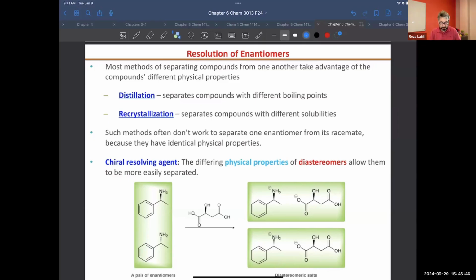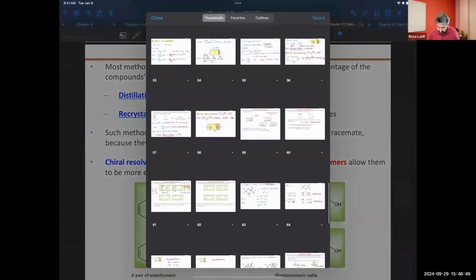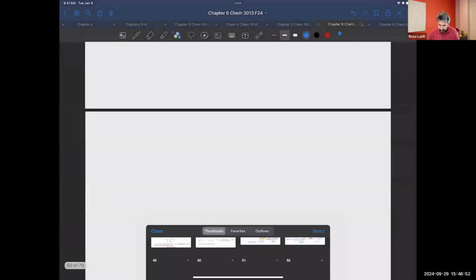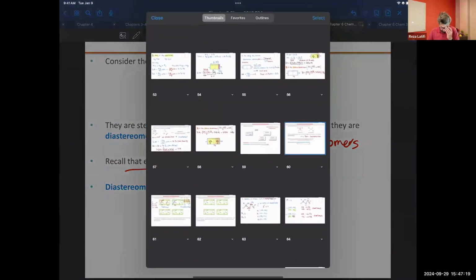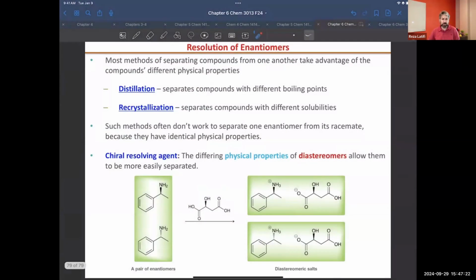We know that if we turn them into diastereomers, as you see, diastereomers have different physical properties. So if you turn enantiomers into diastereomers, you can separate them. For example, both enantiomers are soluble, but if you turn them into diastereomers, maybe one of the diastereomers is not soluble and it will crash out and turn into a solid. So this is the technique that we use to separate enantiomers from each other.